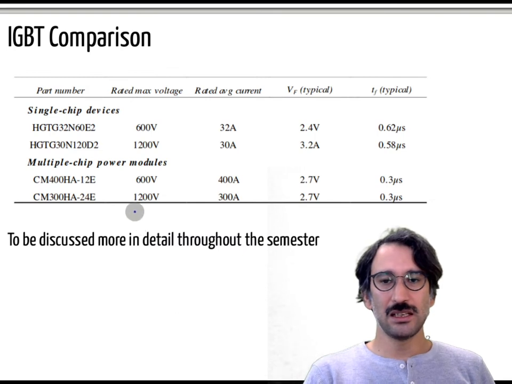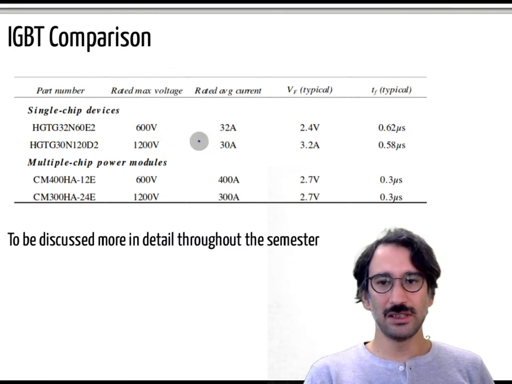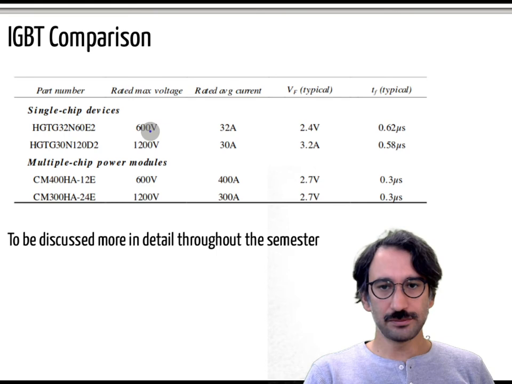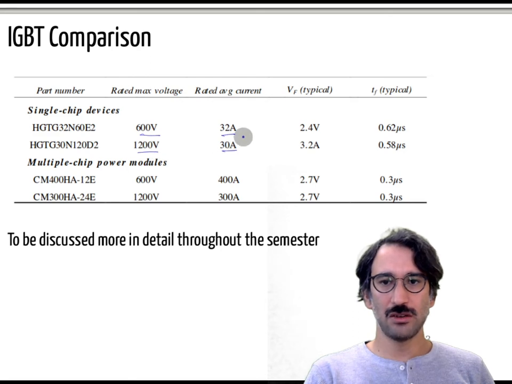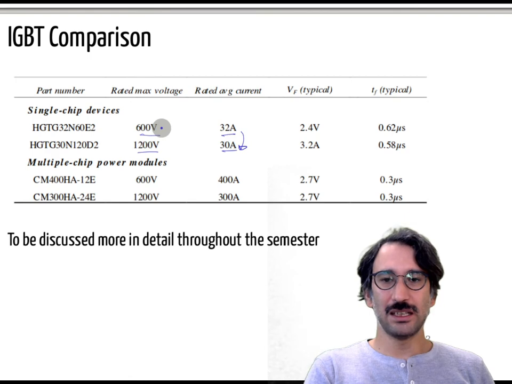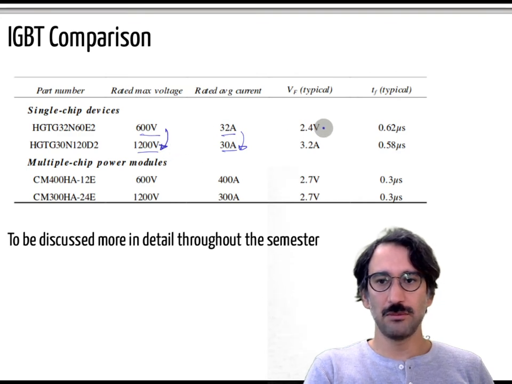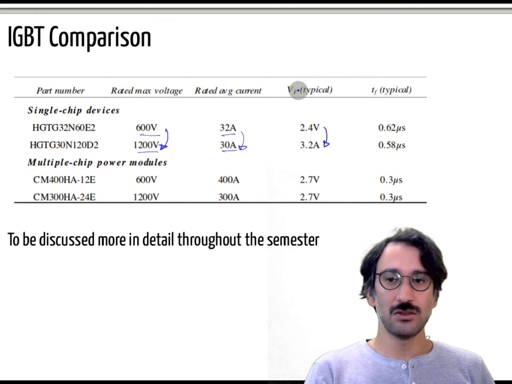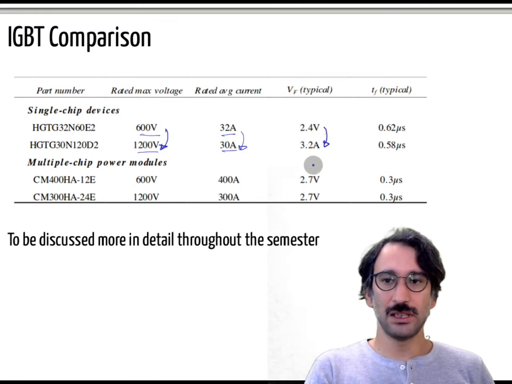And again, here you see different devices. This is a 600 volt device and 32 amps. The other one is 1200 volts. The power rating is more or less the same, but again we have a similar trend as in the diode. Higher rated voltage usually means a higher voltage drop. So this is forward voltage, so the conduction losses will be directly related.